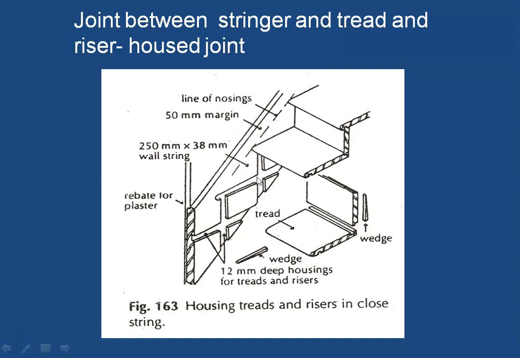As I told you, the actual distance of the groove is slightly bigger than the thickness of the tread, and therefore after fixing this properly, the extra distance which is there is going to be covered up by using a wedge. So you will have a vertical wedge and a horizontal wedge fixed here to tighten the tread and riser system. So this is how the joint between the stringer and tread and riser is made. This is called a housed joint.